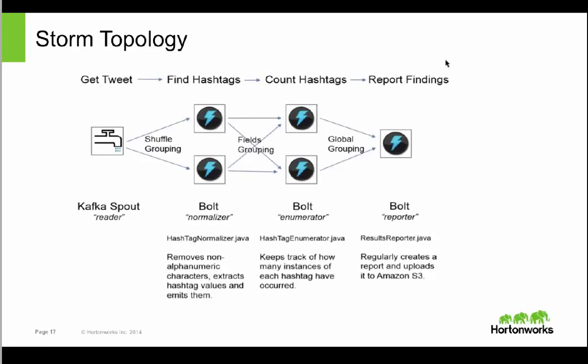And that bolt keeps a running count of each hashtag. And the reason why it sends the same hashtag to the same bolt instance is because those bolts can be parallelized, meaning they're running on multiple machines in the cluster. And finally, the counter bolt emits the running counts to a bolt that updates a live report.